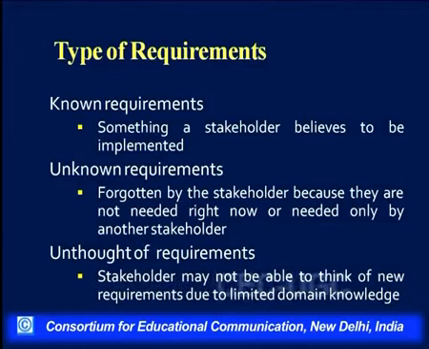And then there could be some unthought-of or undreamt requirements which the user is not able to think of at that moment because of limited domain knowledge, or lack of foresight, or even if the laws change, for example. Then the requirements of the user will change accordingly. So the user's requirements could be known, unknown or unthought of. And these requirements could be either functional or non-functional. Any kind of requirements could come into known, unknown and undreamt-of requirements.